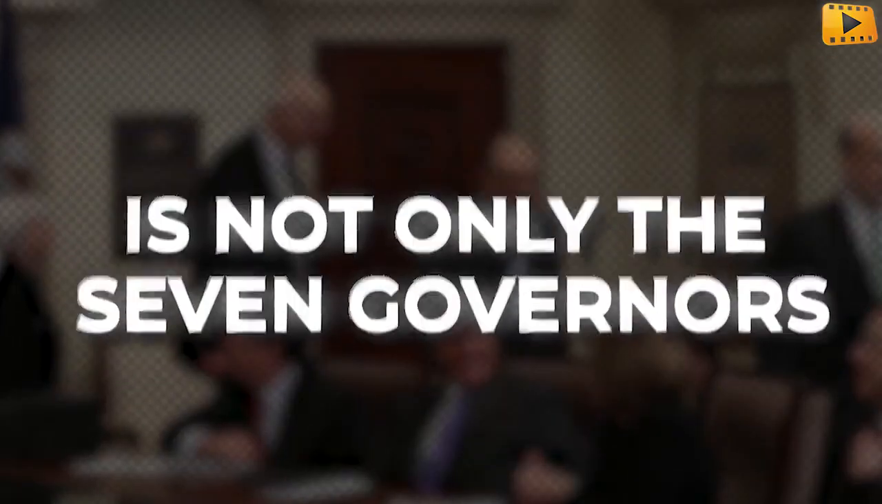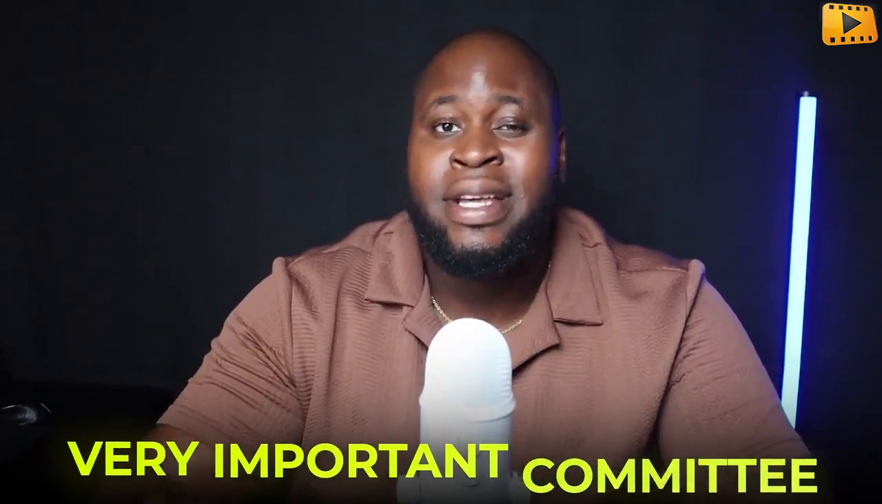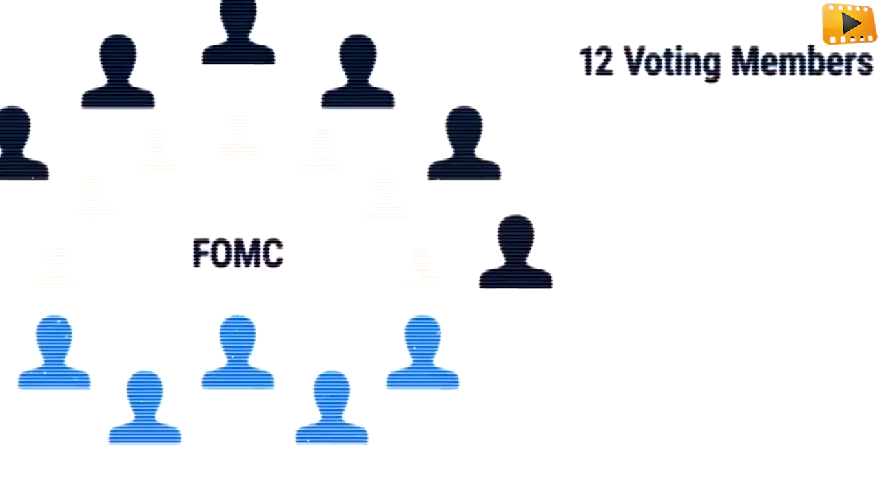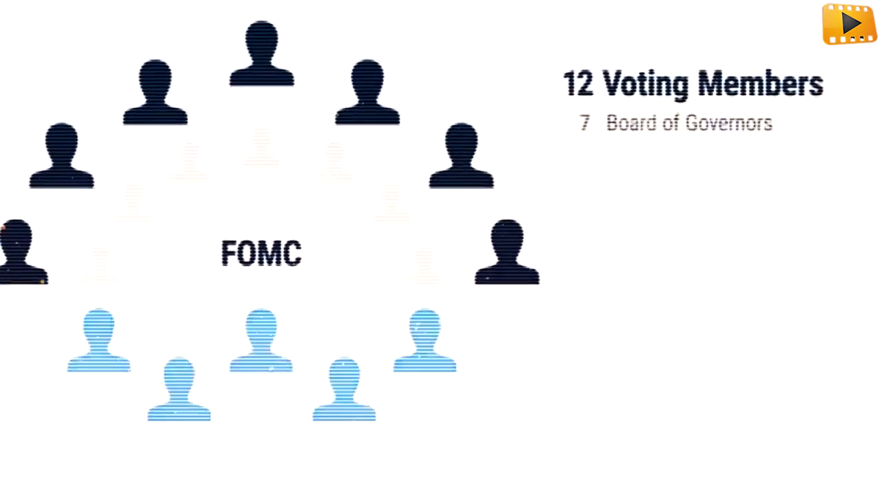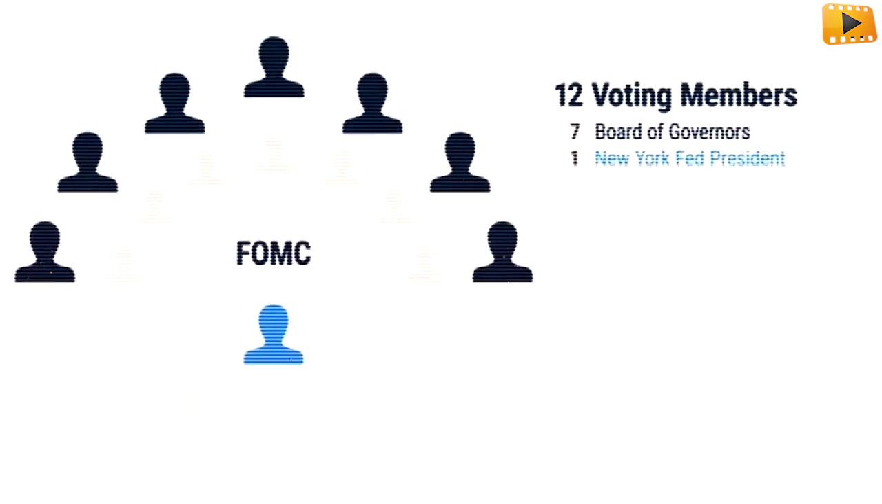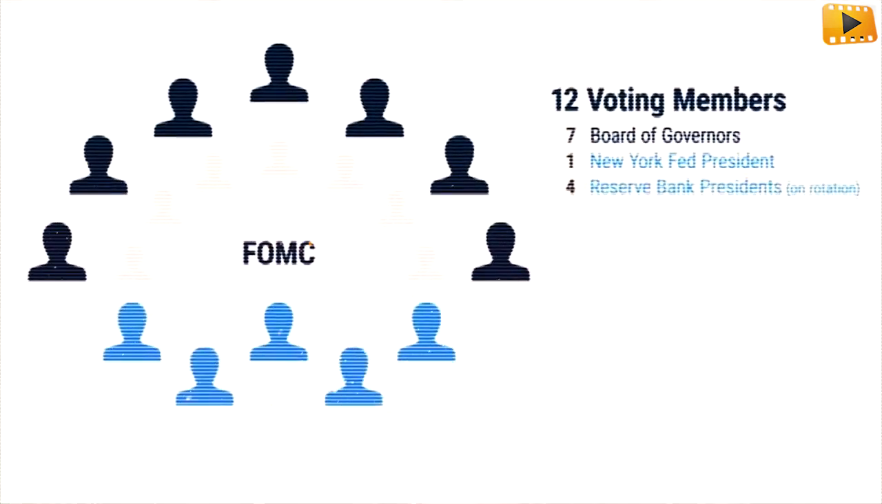Now, important to note, also a part of the Federal Reserve System is not only the 7 governors, but there are 12 members that make up the Federal Open Market Committee, better known as FOMC. Now, FOMC is a very important committee because they help set crucial monetary policy across the U.S. The 12 voting members of FOMC include the 7 governors of the Federal Reserve System, the president of the New York Federal Reserve Bank, and 4 of the remaining 11 Reserve Bank presidents. So let's get into the duties of these groups of people.